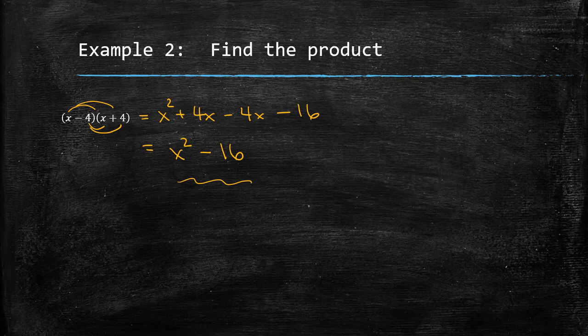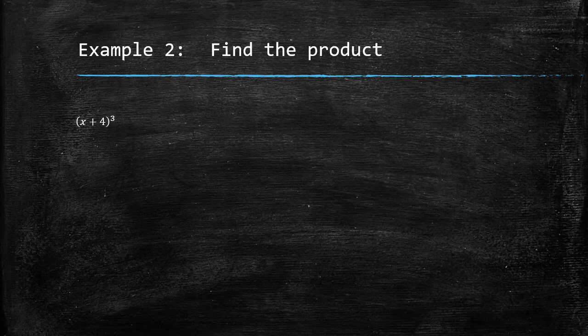X minus 4, x plus 4 is sometimes called the sum and difference of terms, since we have the same two terms, x and 4, and in one binomial we're adding them, and the other we're subtracting. Okay, then finally, x plus 4 quantity cubed. This is not a hard problem, but it is a bit tedious. So again, we're cubing x plus 4, so we're going to write it out 3 times.